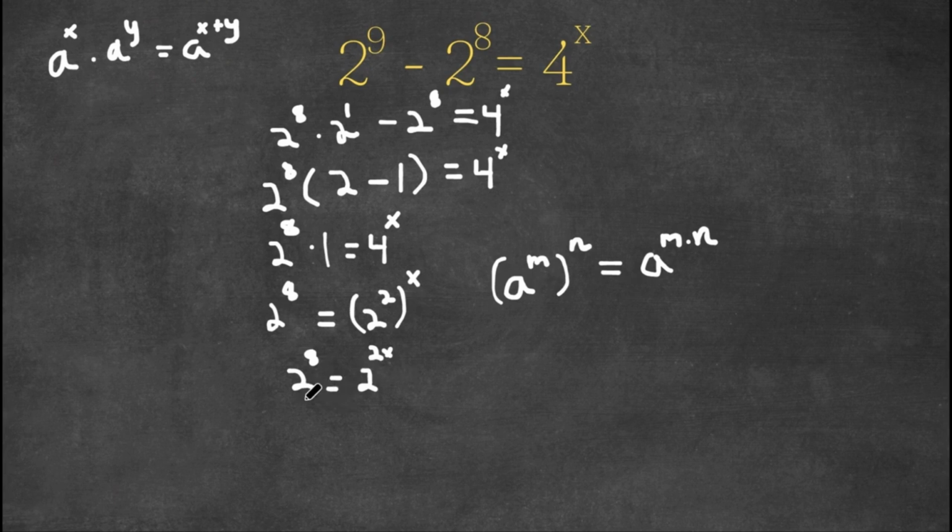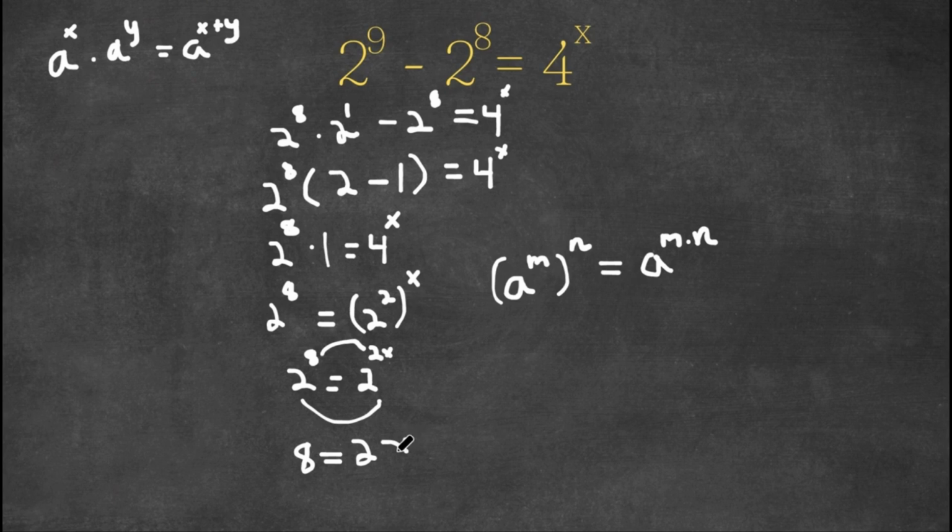Now, because we have the same bases, that must mean our exponents must be the same as well, because this equation would not be true if these exponents are different. Meaning that 8 equals 2x.